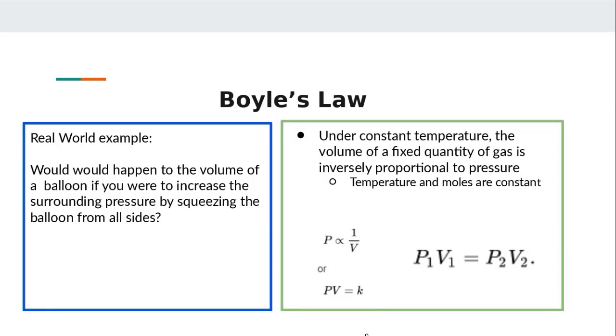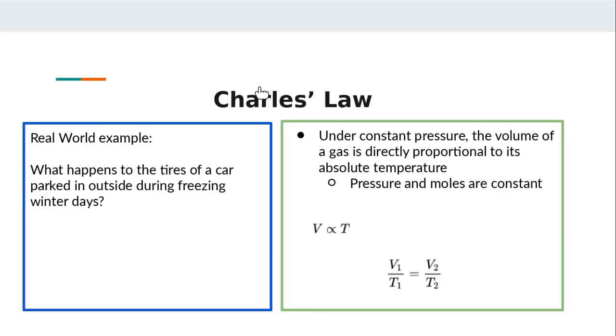Cool. Let's move on. All right, Charles' law, it's another one of our laws. So let's look at a real world example. What happens to the tires of your car if you're parked outside in the winter? Like what happens to the volume of your tires, I guess? Yeah, the volume decreases, right? So during freezing winter days, the temperature falls and consequently the volume of your tires also decreases.